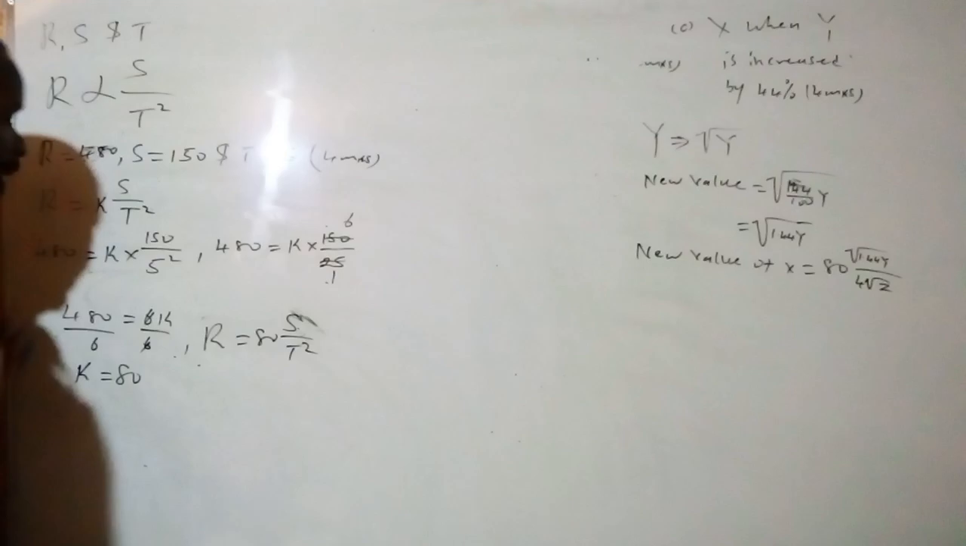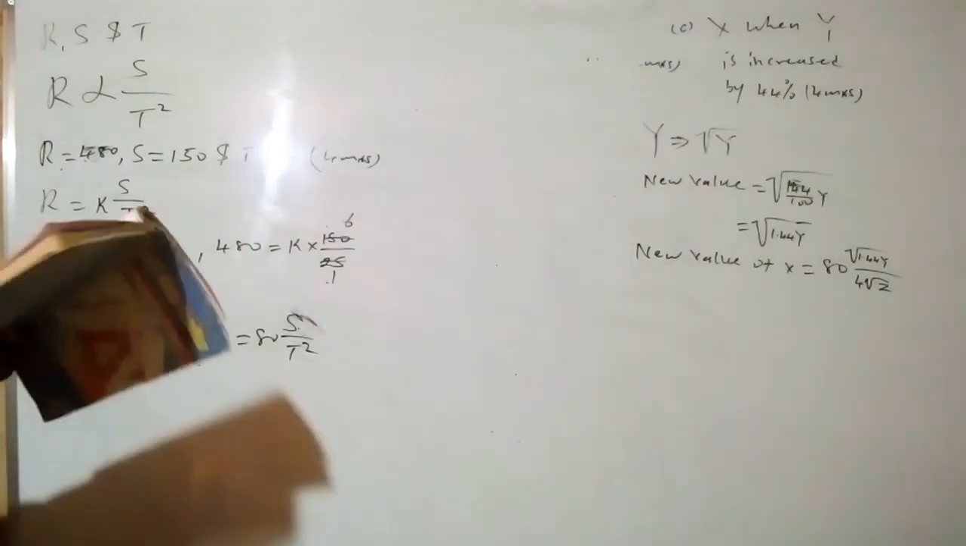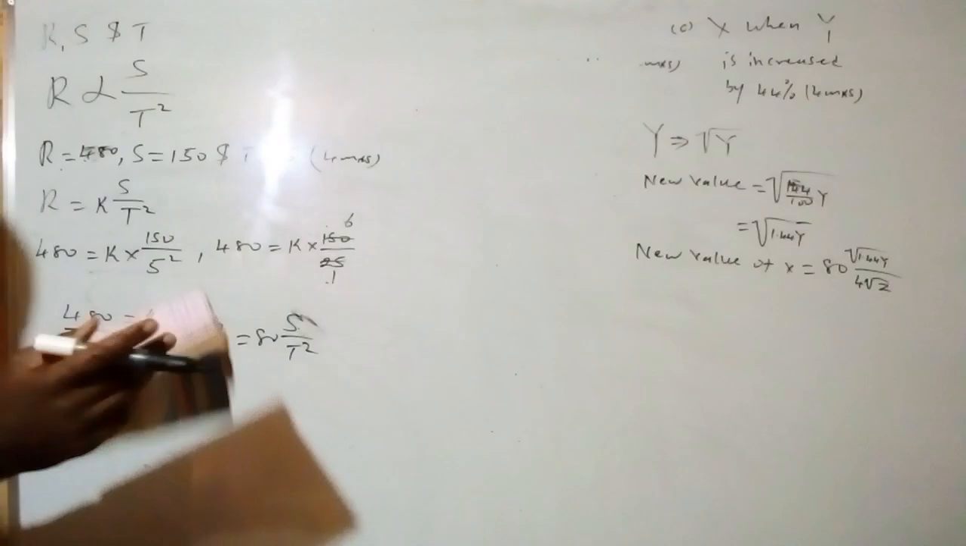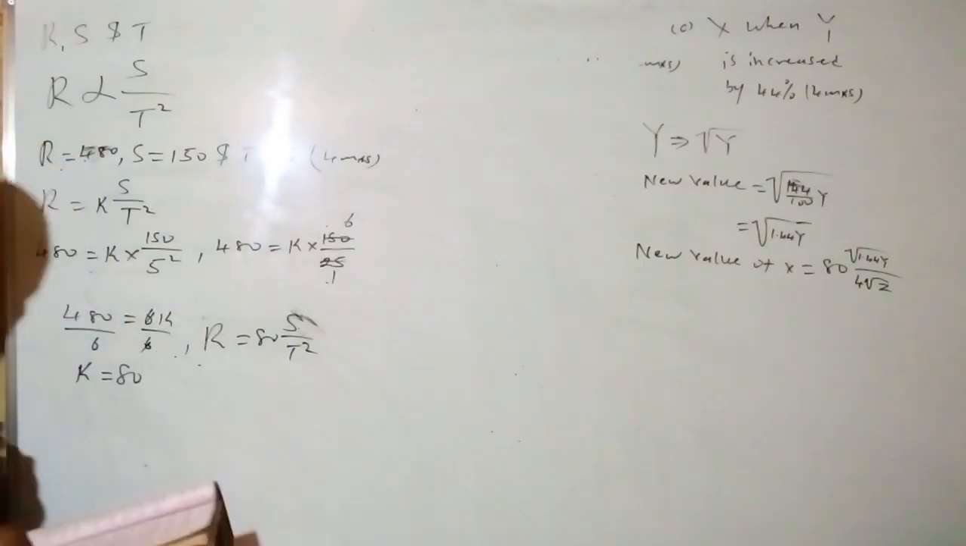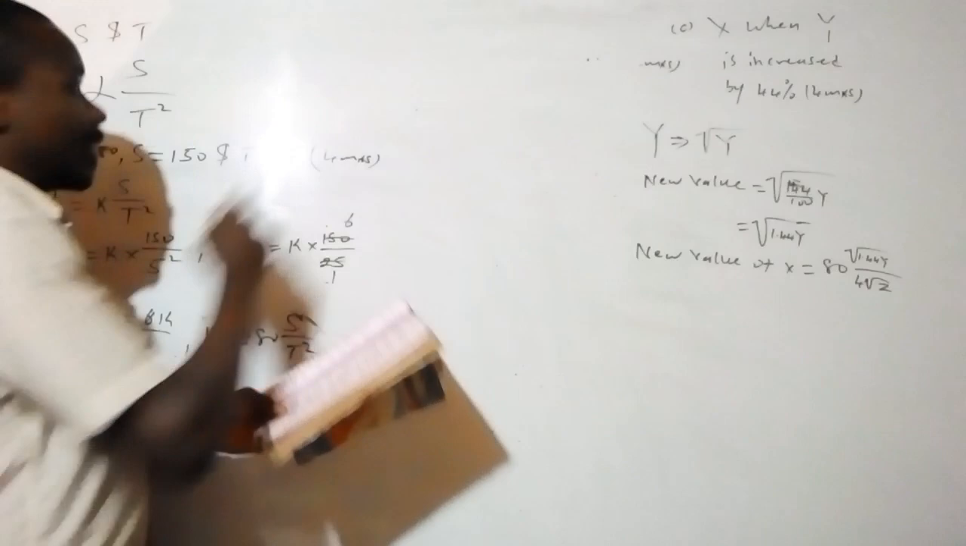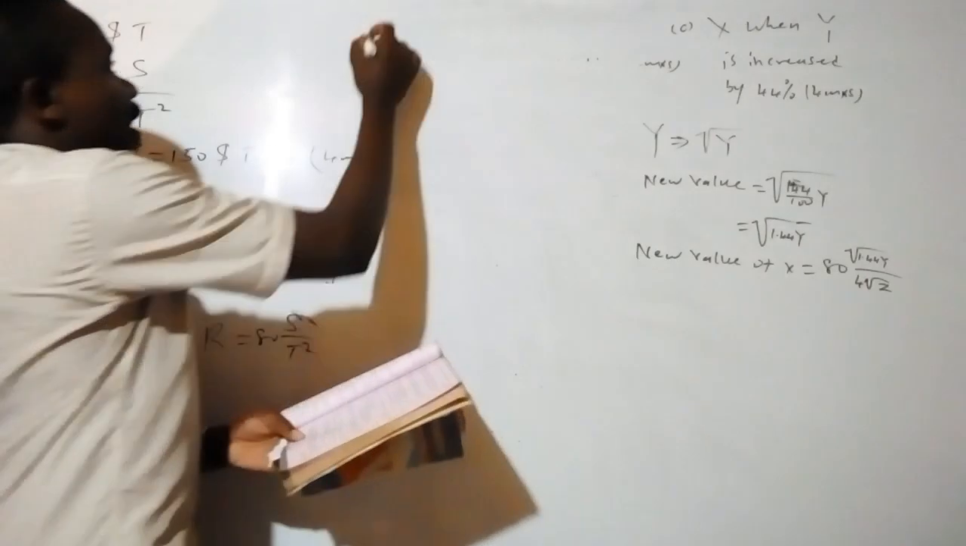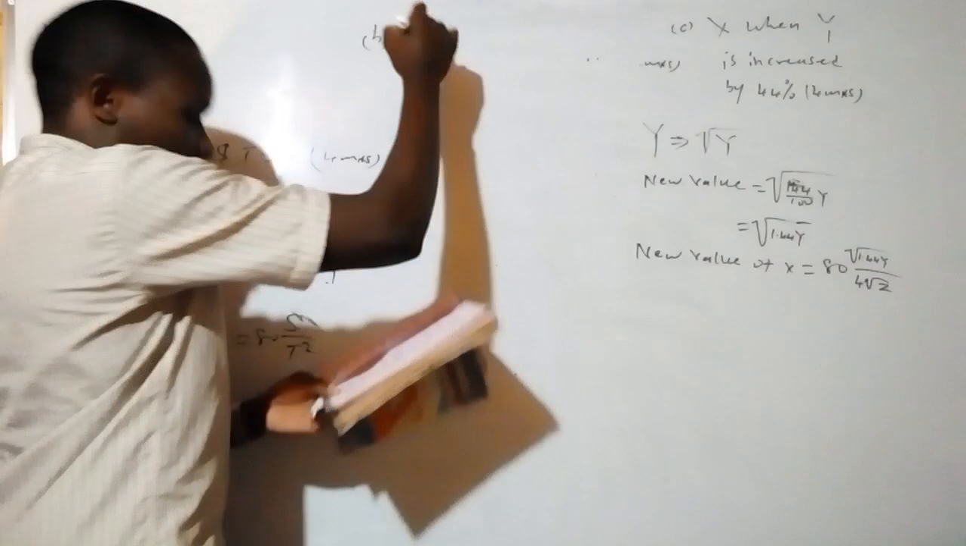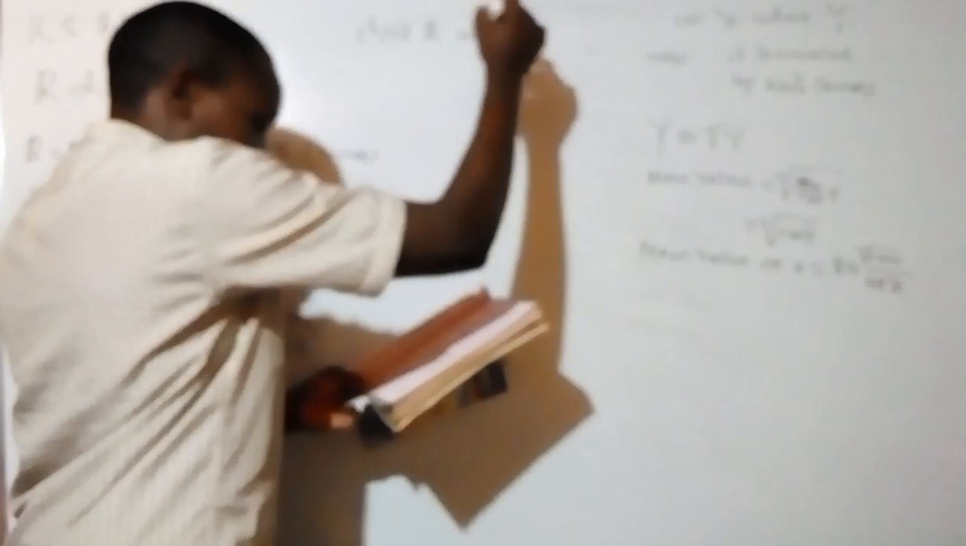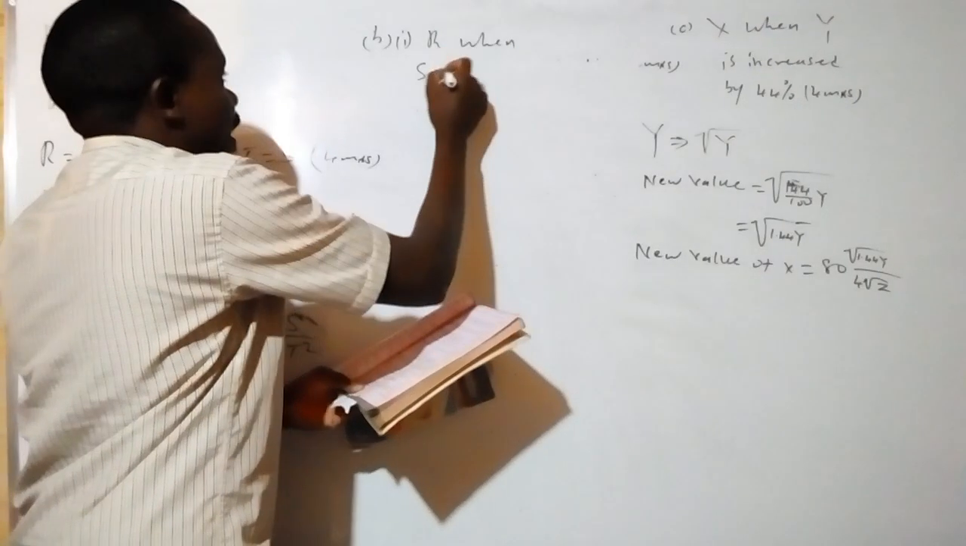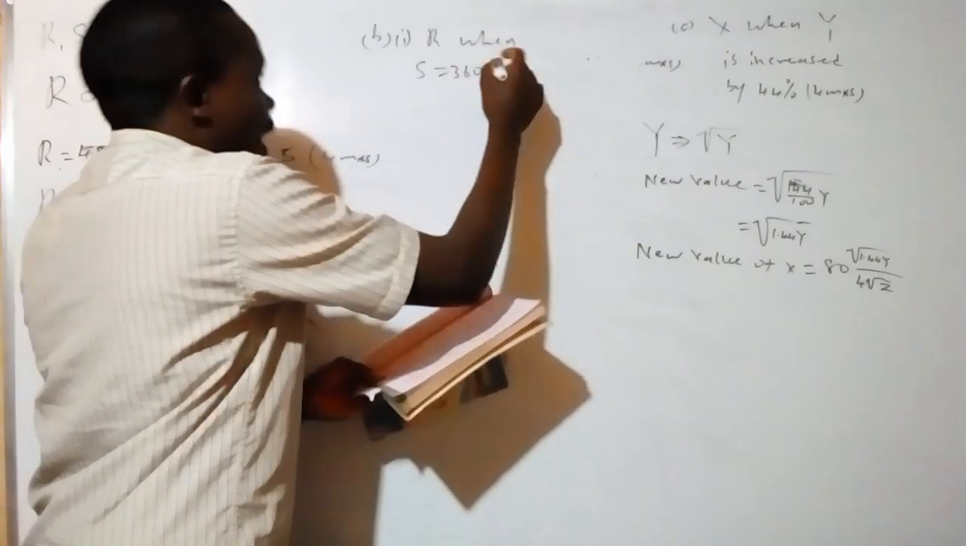Good. Next, B1, which carries 2 marks: find the value of R when S is equal to 360 and T is equal to 1.5.